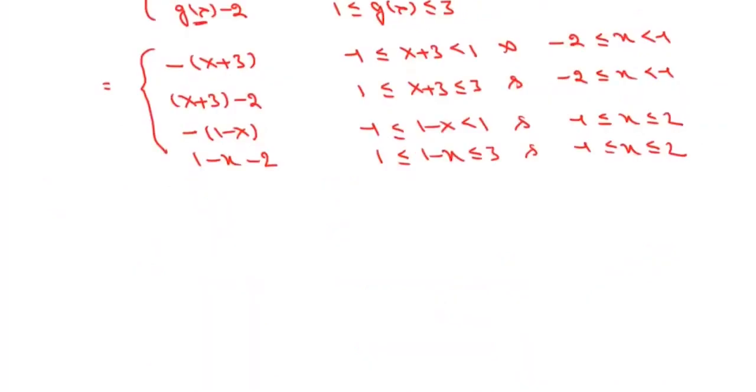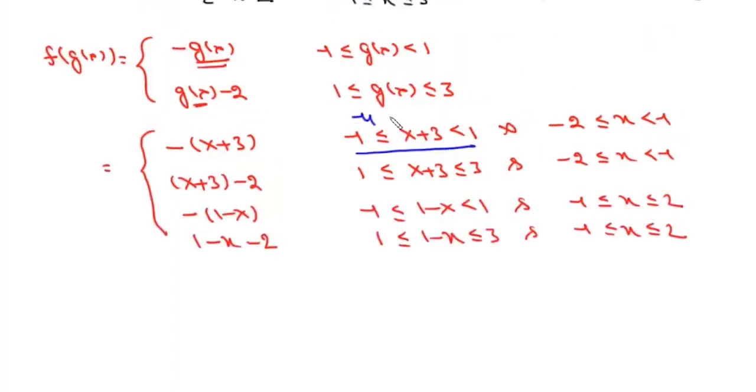And now we'll first solve these intervals. Now this gives minus 4 is less than or equal to x and this is less than minus 2, and here x lies between minus 2 and minus 1. There is nothing common between these two conditions, so there is no intersection of values of x possible. So this definition is not possible.